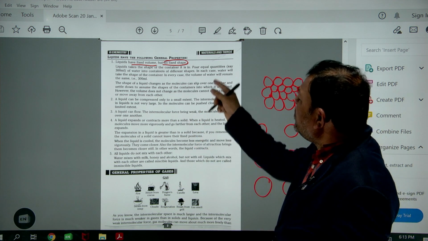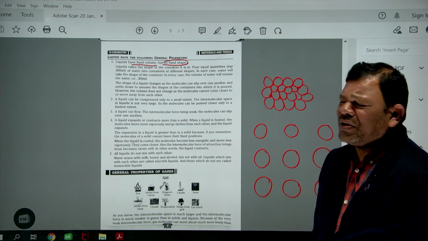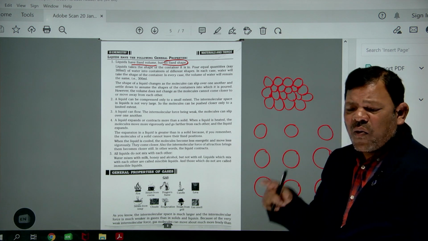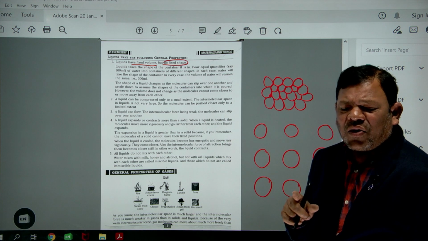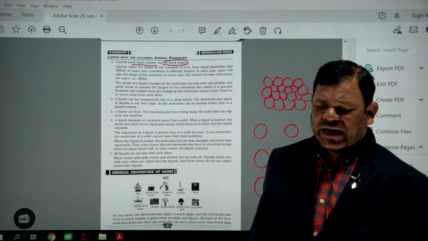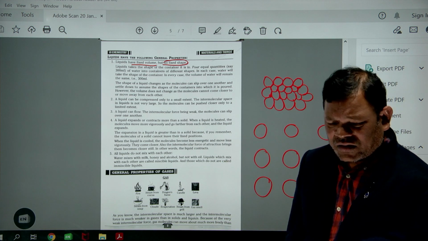So here is the total point. What is the first point? Liquids have a fixed volume. Liquids do not have a fixed shape. That is, whatever container you are using, that shape of the container the liquid occupies. That is the foremost important point about the liquid.